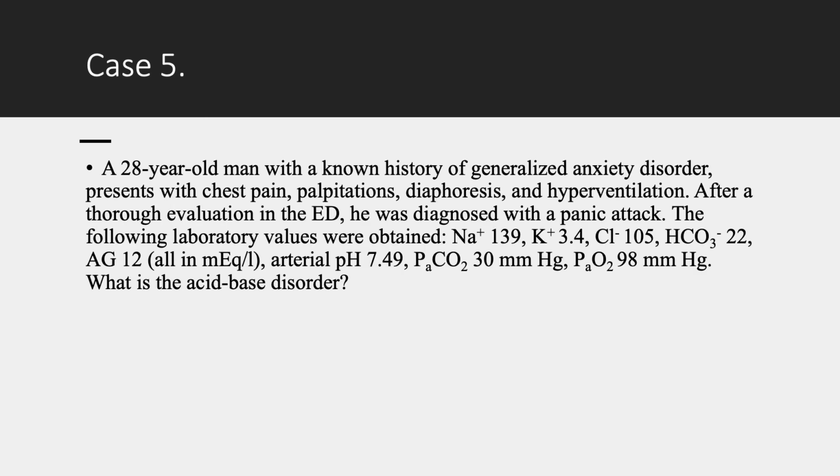Last case. 28-year-old man with generalized anxiety disorder presents with hyperventilation, palpitation, chest pain. He was diagnosed with a panic attack, sodium 139, potassium a little bit low, 3.4, chloride 105, bicarbonate 22. Anion gap is 12, pretty much normal. Arterial blood gas pH is 7.49. So here you have alkalemia. PaCO2 is down to 30, so you have respiratory alkalosis. PaO2 is normal, 98. What's the acid-base disorder?